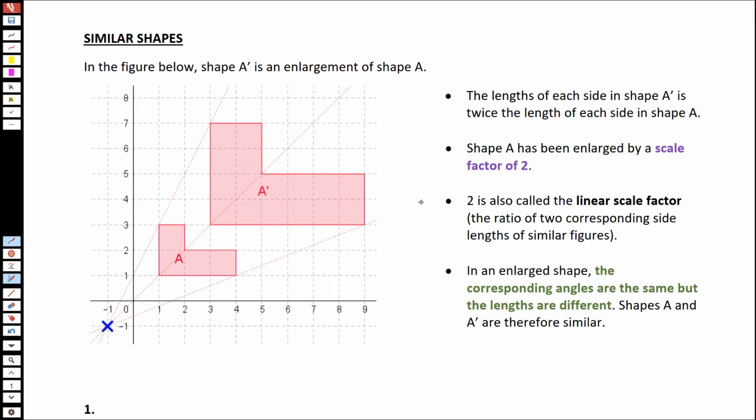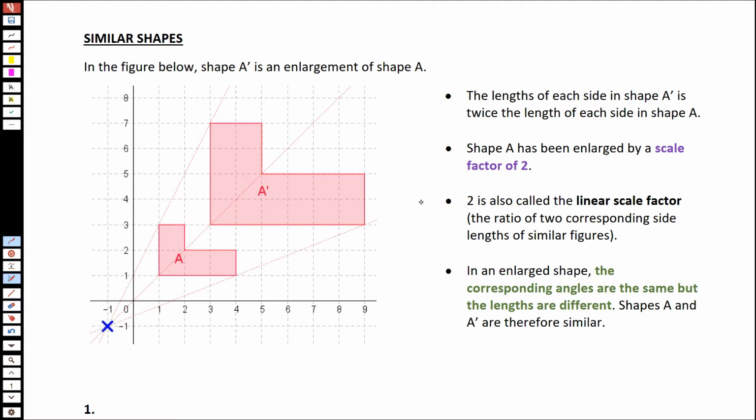In this video, I'm going to look at similar shapes, and we shall look at relationships between similar shapes. So in the figure below, shape A dash is an enlargement of shape A. Now here, if you remember what we discussed about enlargement, you have the center of enlargement, the object, and then the image. So the image here is A dash.